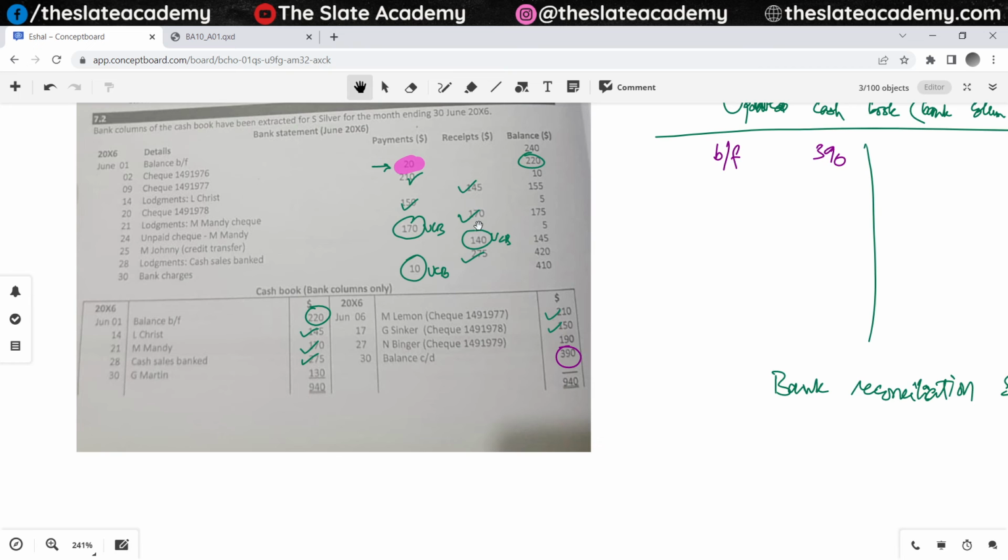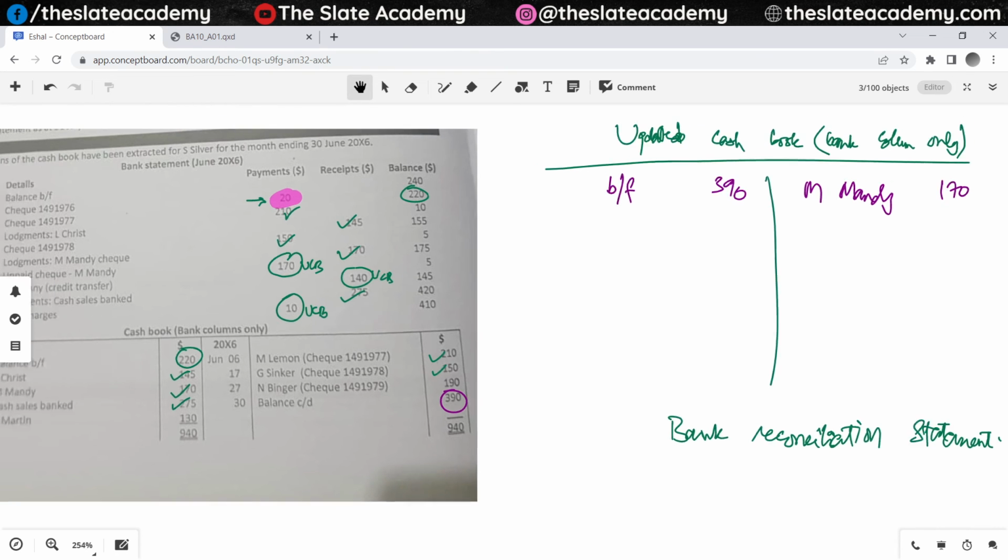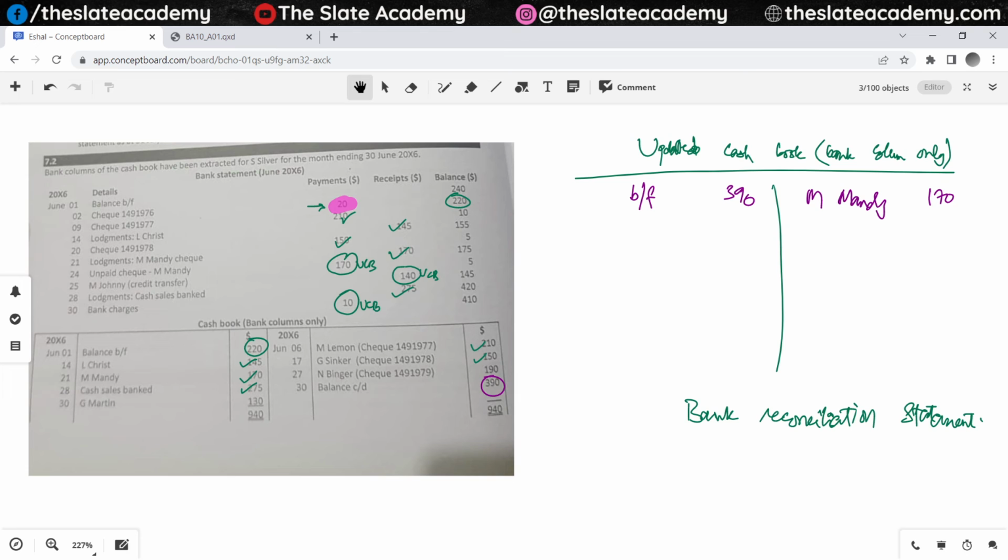ये check bounce हुआ, तो initially we recorded it when we received it as a receipt, but when it bounced we did not. So it means that this check we would reverse in the cash book. It would mean M Mandy would debit and bank would credit with 170. So we have made the 170 receivable from M Mandy alive again.